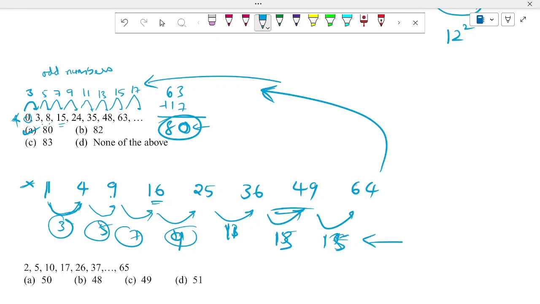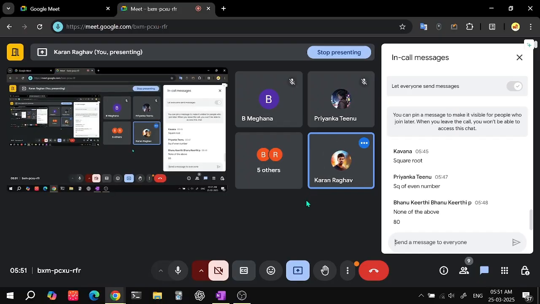In this way, these are actually odd numbers. Whenever you add consecutive odd numbers to these numbers, you will go on getting a square number. This is also a very important property. Okay, fine.